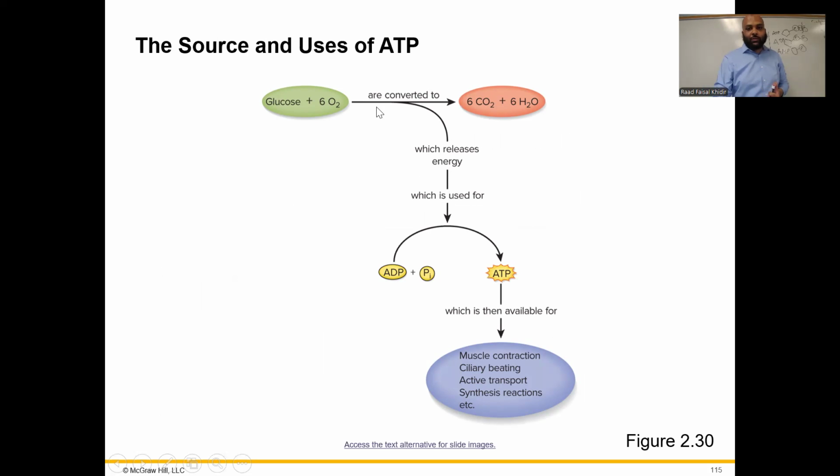That's glucose broken down into its building blocks, which releases energy, and that joins ADP with phosphate to get ATP, and that causes muscle contraction, or ciliary beating, or active transport, or synthesis, or whatever we need it for. That is how we get our ATP.